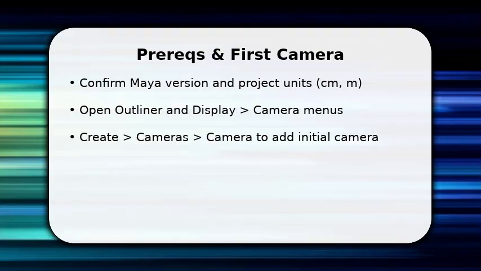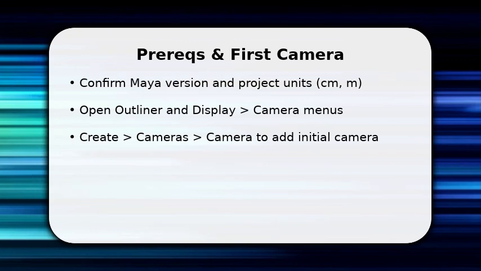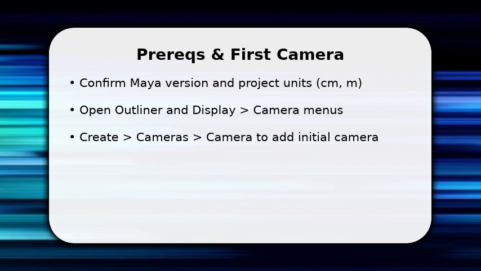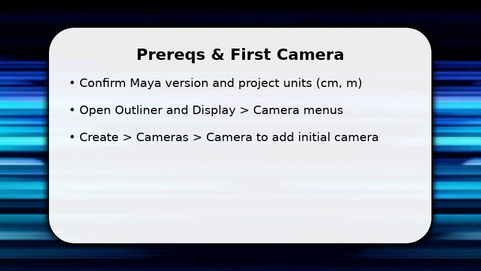You start by confirming project units and scene scale so camera behavior matches assets. Open the outliner and the cameras menu to keep things organized, then create a new camera via Create > Cameras > Camera. Once done, rename the camera for clarity and enable its display in the viewport. This first camera is your anchor. Setting units and naming prevents future confusion and keeps keyframes and rig constraints consistent across shots.